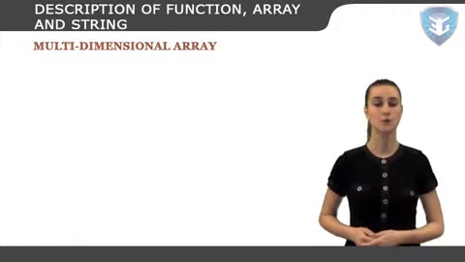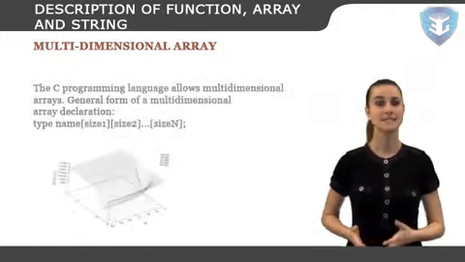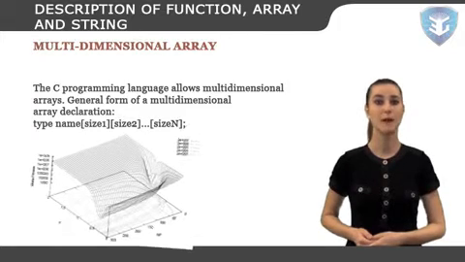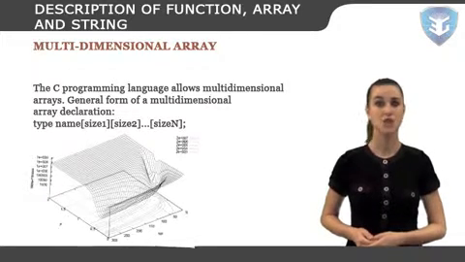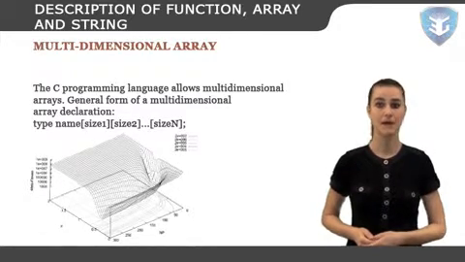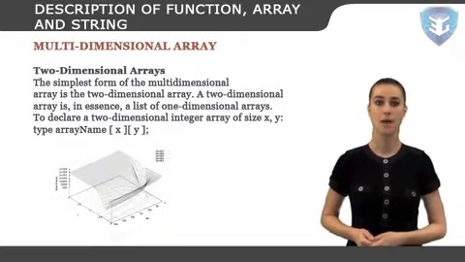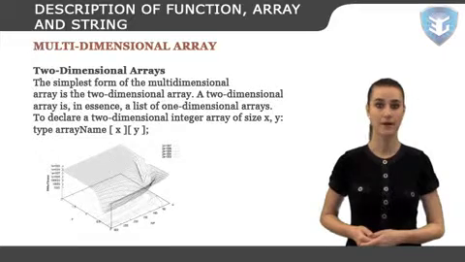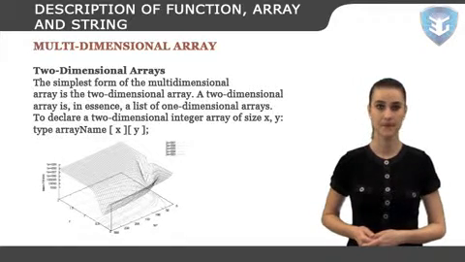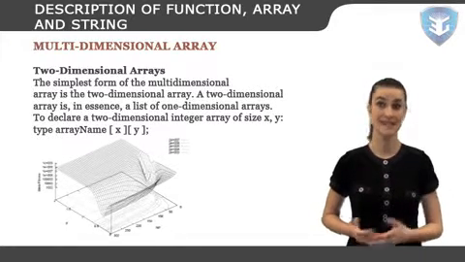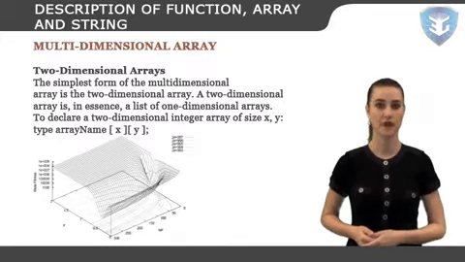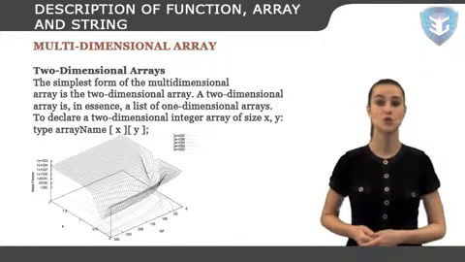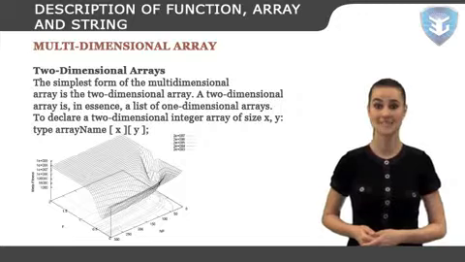Now let's talk about multidimensional arrays. The C programming language allows multidimensional arrays. Here's the general form of a multidimensional array declaration. Two-dimensional arrays. The simplest form of the multidimensional array is the two-dimensional array. A two-dimensional array is, in essence, a list of one-dimensional arrays. To declare a two-dimensional integer array of size x, y, one would write something as shown.